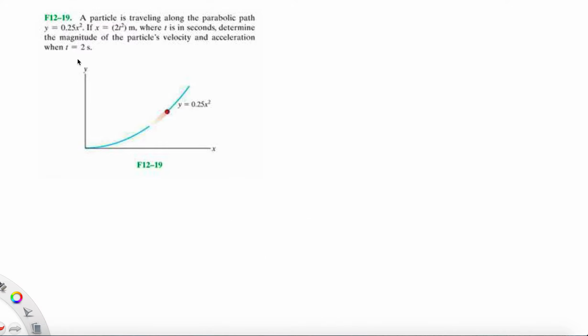So we're going to be doing problem 12-19 from the Fundamentals of chapter 12. And at this point, they think, or the book thinks, that they can trick us, right? But we already conquered these problems, right?